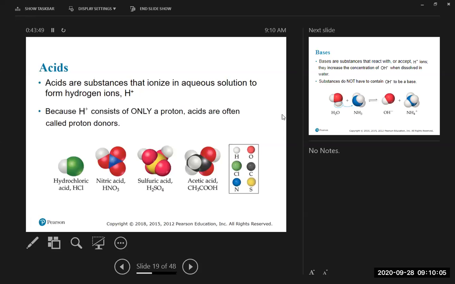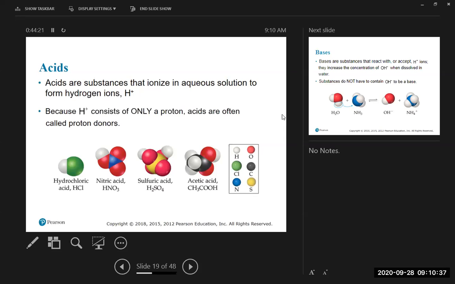Okay, let's move on to talk a little bit about acids. So acids are substances that ionize in aqueous solution. So in other words, when you put them in water, they give off, they donate a hydrogen ion. Hydrogen ion, H+, is often called a proton. So you say it donates a proton, it gives up a proton.